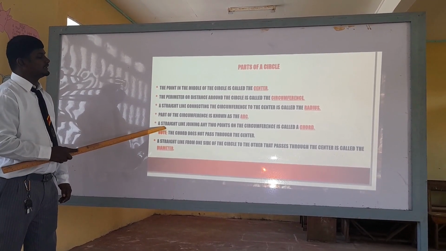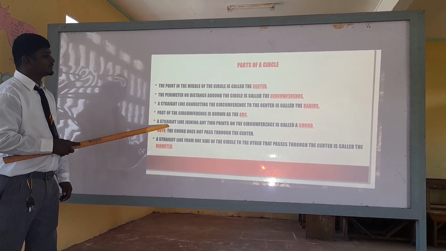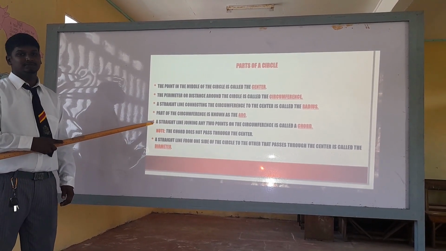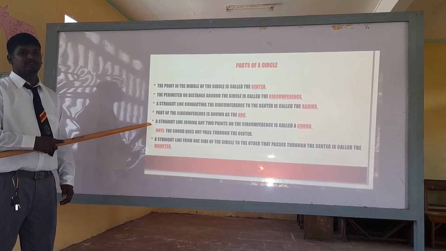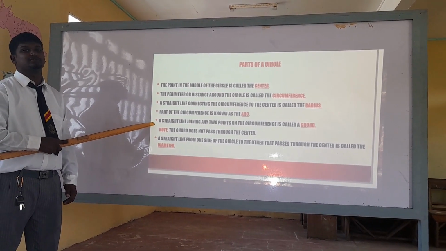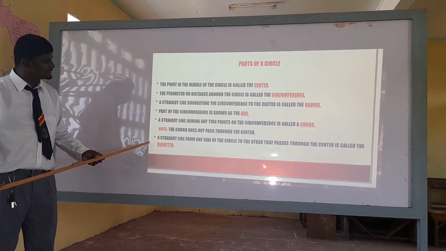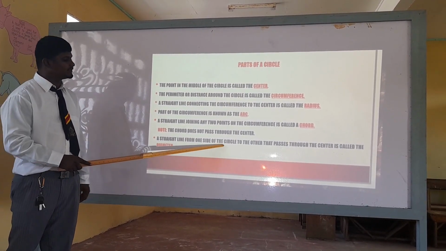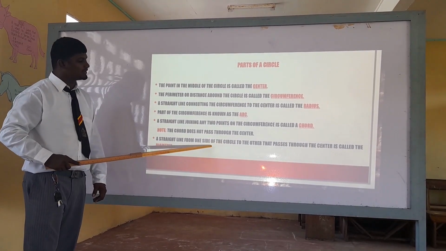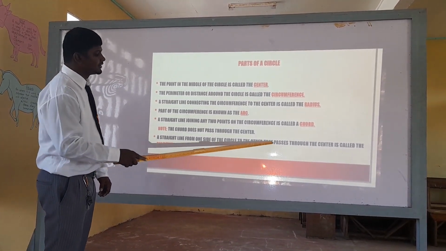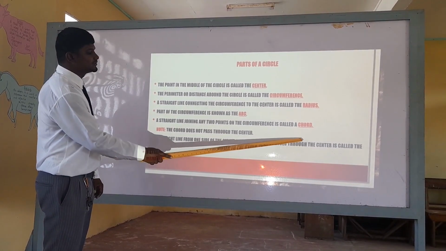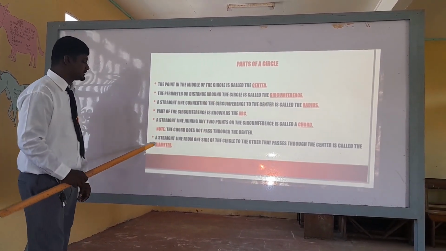But the chord does not pass through the center, right? But the radius goes to the center and the diameter passes through the center, right? Good. On the last one, it says a straight line from one side of the circumference, one side of the circle, so the other side passes through the center is called the diameter, right?